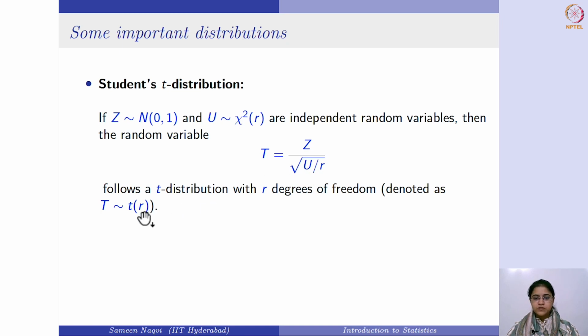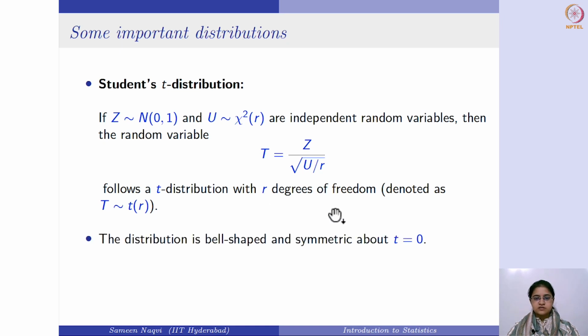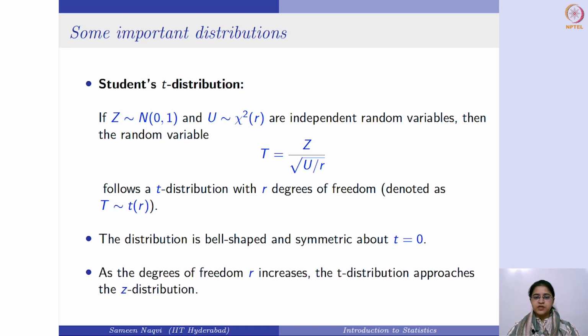Okay, so that is why we first understood what is chi-square, how is it related to standard normal, and you can get chi-square from gamma distribution. So all these distributions are interrelated, and this is again bell-shaped and symmetric about 0. As the degrees of freedom increase, the t distribution approaches the normal distribution, that is a standard normal distribution.